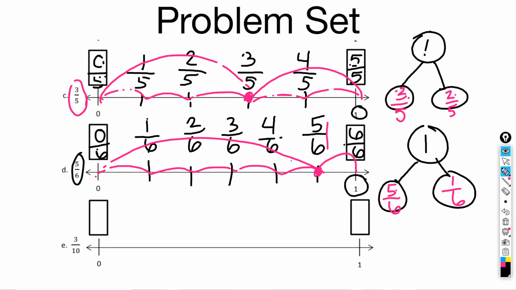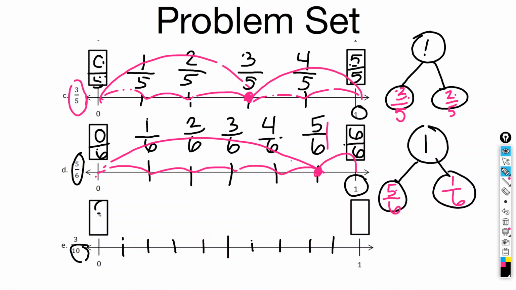Last one. This one is tenths. It wants us to divide it into 10 pieces. Okay, so first I'm going to break it in half, and then each side needs to have 5 pieces. 1, 2, 3, 4, 5. 1, 2, 3, 4, 5. Check my work. 1, 2, 3, 4, 5, 6, 7, 8, 9, 10 pieces. Okay. I have 10 pieces.